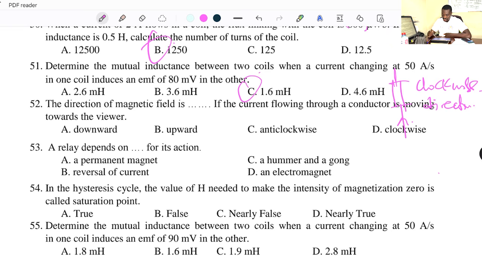So that means since it's moving toward, that will now be what? Anti-clockwise. It's the opposite, right? So here will be anti-clockwise.